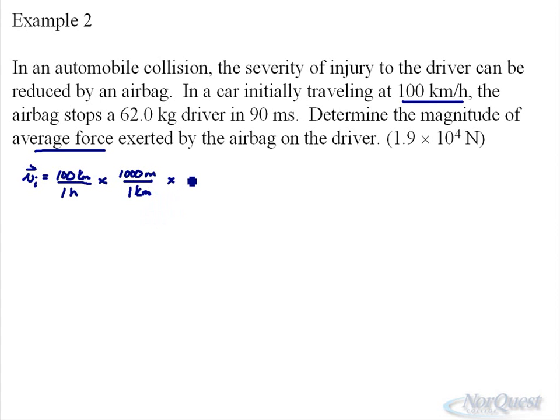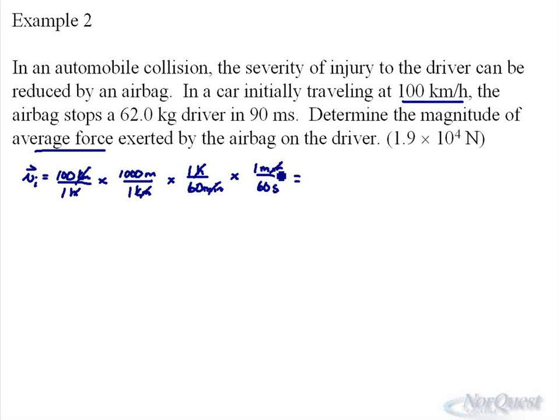There are 60 minutes in 1 hour. So I get rid of my hour units. And 1 minute is equal to 60 seconds. So when I look at my units, my kilometers will divide out, my hours will divide out, my minutes will divide out, just like we did in one of our earlier exercises.